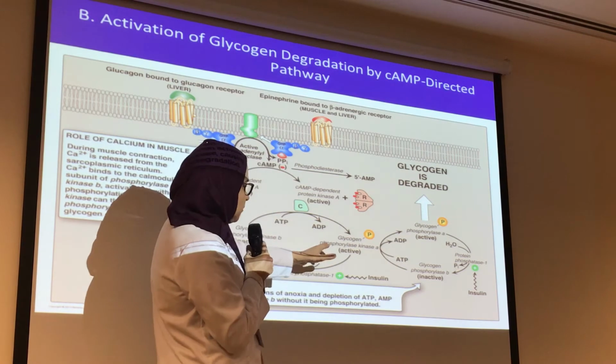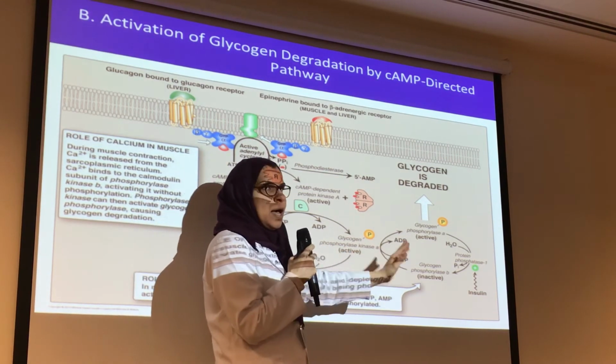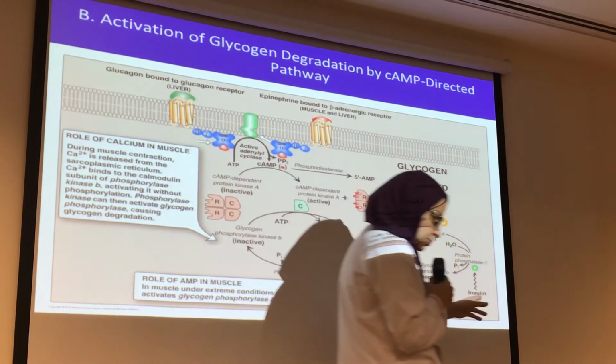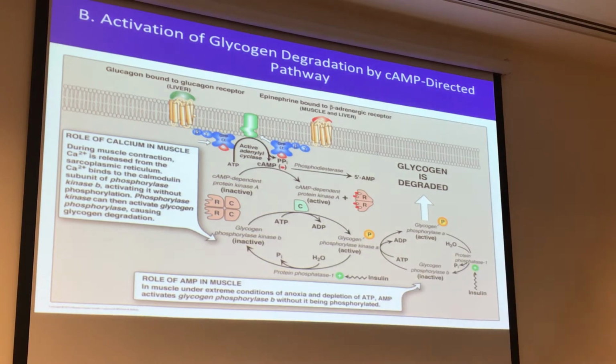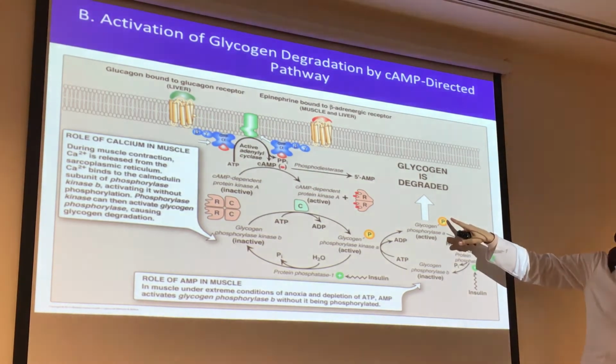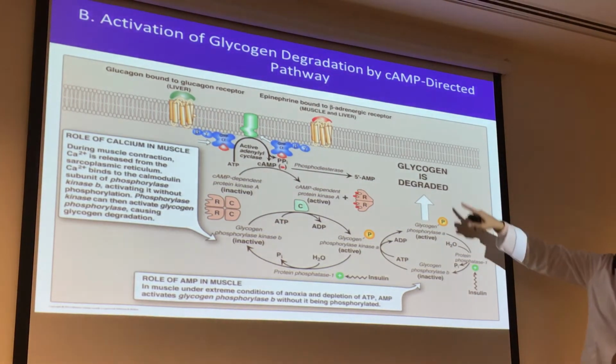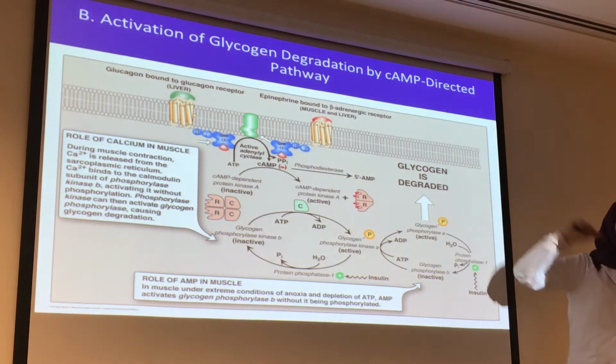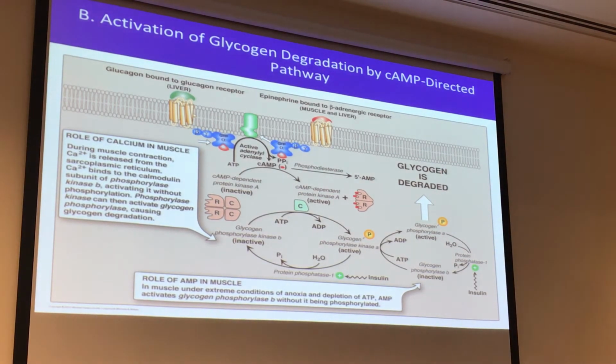Once we have that phosphorylase kinase active, what is it going to do? Phosphorylate the phosphorylase. Yes, it will phosphorylate the phosphorylase, okay? Making it active. And now what will happen? We have breakdown of glycogen.